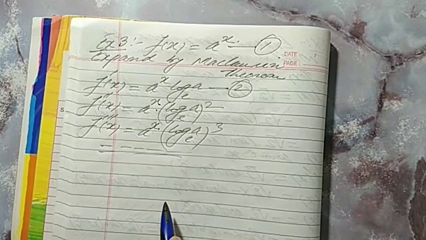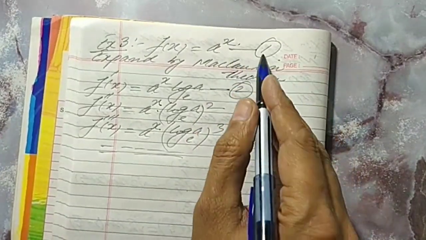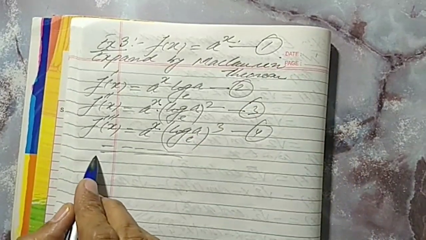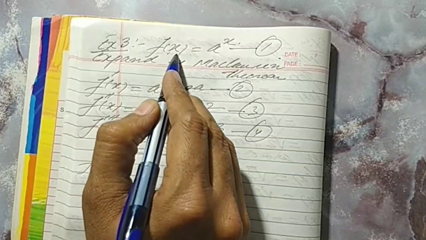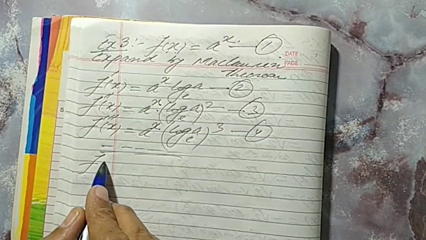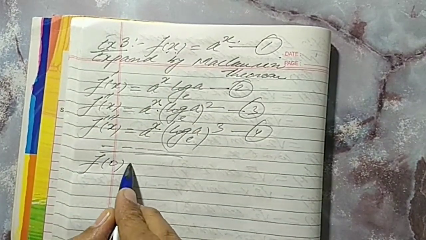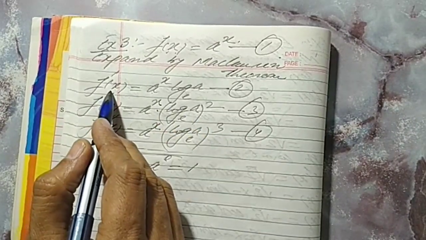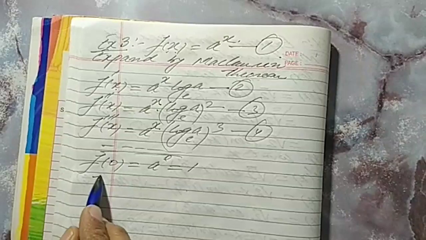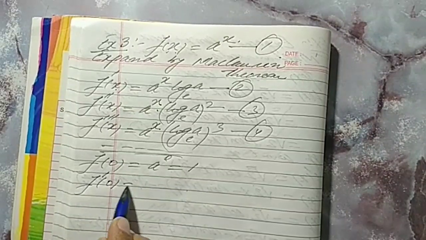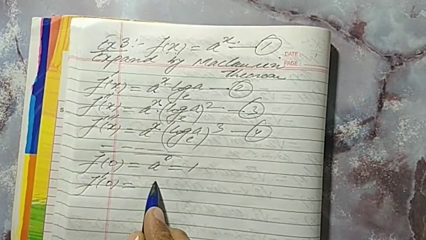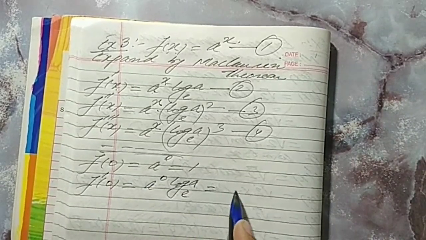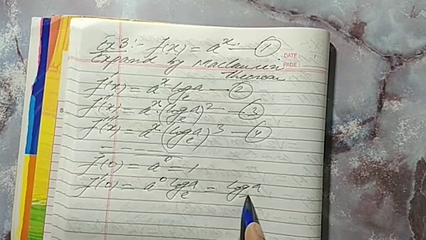Now if we substitute x is equal to 0 in equation number 1, 2, 3 and 4, we get, in this equation, if we write x is equal to 0, we get f(0) is equal to a raised to the power 0, which is equal to 1. If we substitute x is equal to 0 in equation number 2, we get f'(0) is equal to a raised to the power 0 log a base e. So we get log a base e.